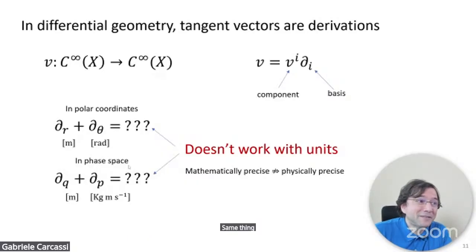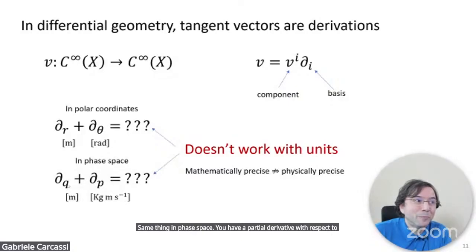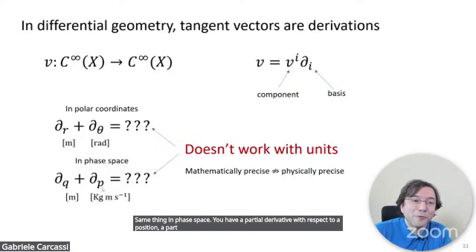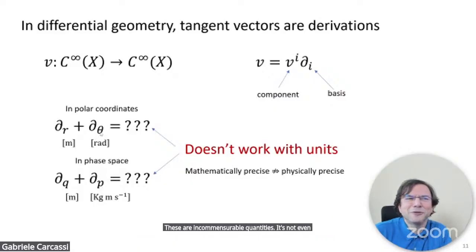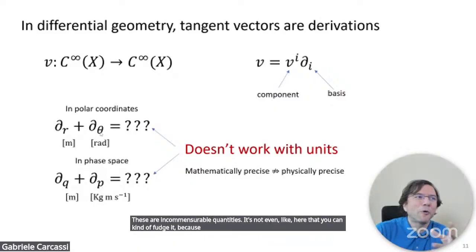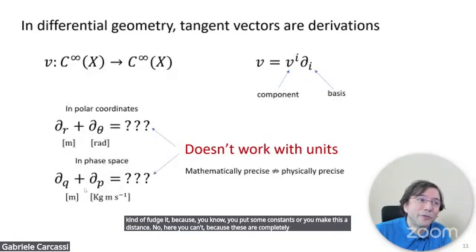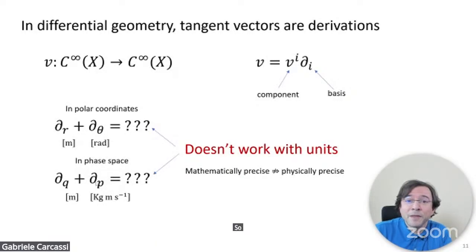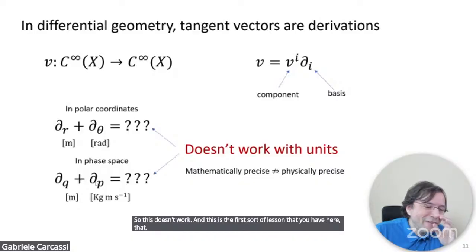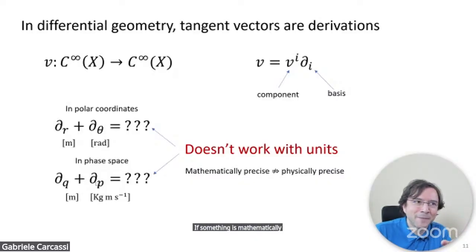Same thing in phase space. You have a partial derivative with respect to position, a partial derivative with respect to momentum. These are incommensurable quantities. It's not even like here, where you can kind of fudge it because you put some constant so that you make this a distance. No, here you can't, because these are completely incommensurable things. So this doesn't work. And this is the first sort of lesson that you have here: if something is mathematically precise, it doesn't mean that it's physically precise.